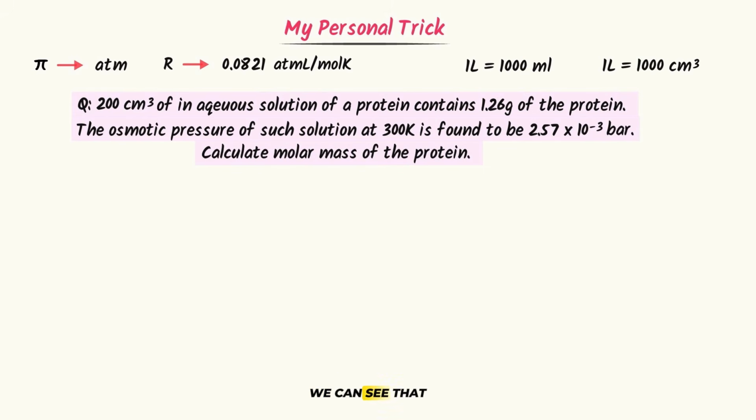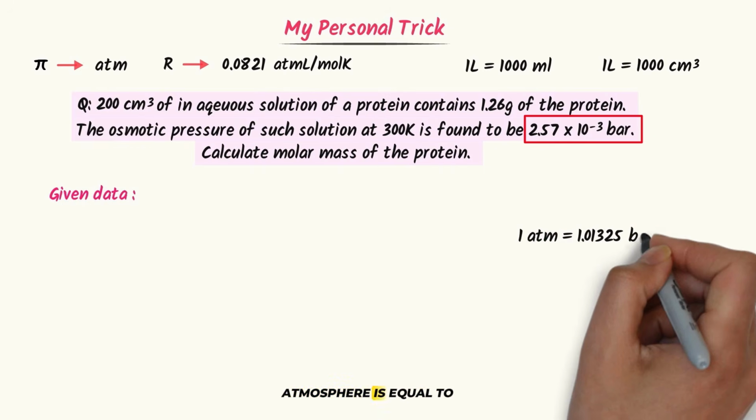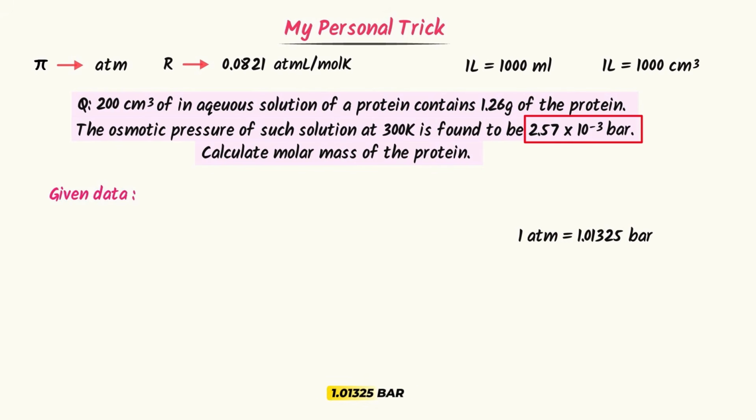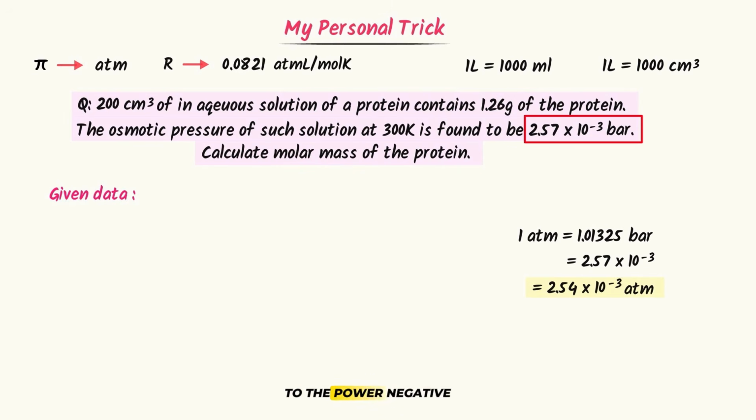Well, we can see that the given osmotic pressure is in bar. We will convert it to atmosphere. We know that 1 atmosphere is equal to 1.01325 bar. The given pressure in bar is 2.57 into 10 raised to the power negative 3 bar. After calculation, I get 2.54 into 10 raised to the power negative 3 atmosphere.